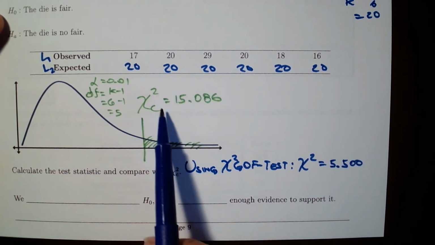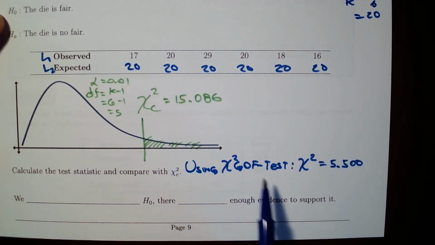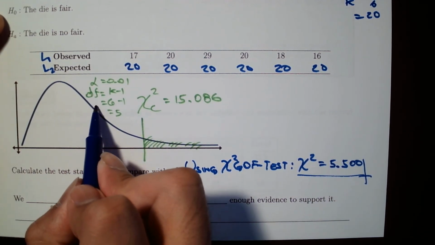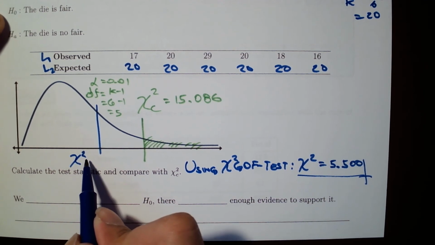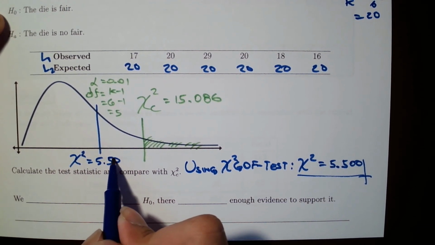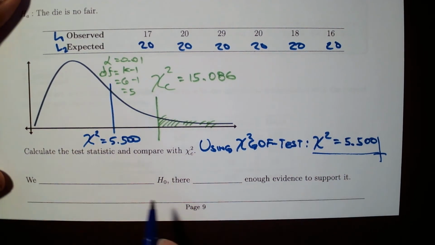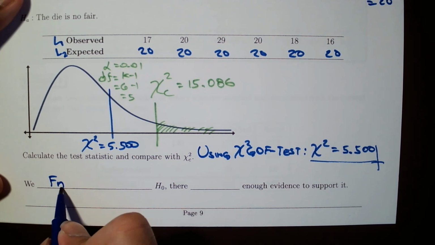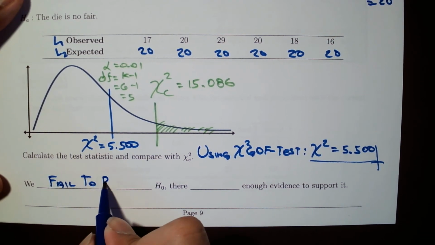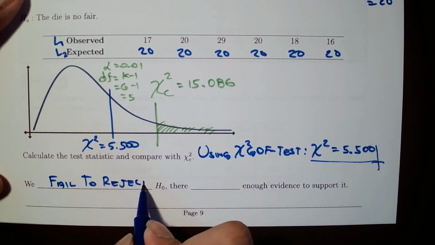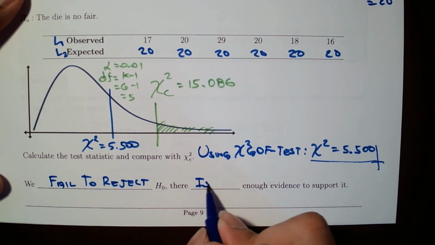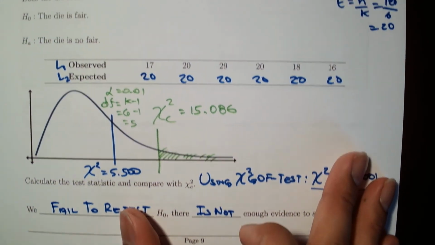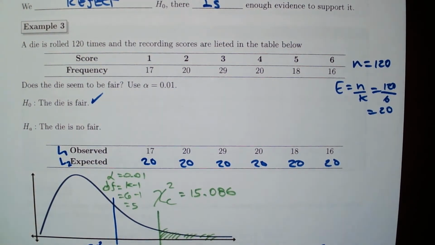And when we compare, look at this. The statistic value is less than the critical, a lot less than the critical. So for this reason, we don't have enough evidence. We fail to reject because there is not enough evidence to support our claim. So in this case, H0 wins. So the die is fair.